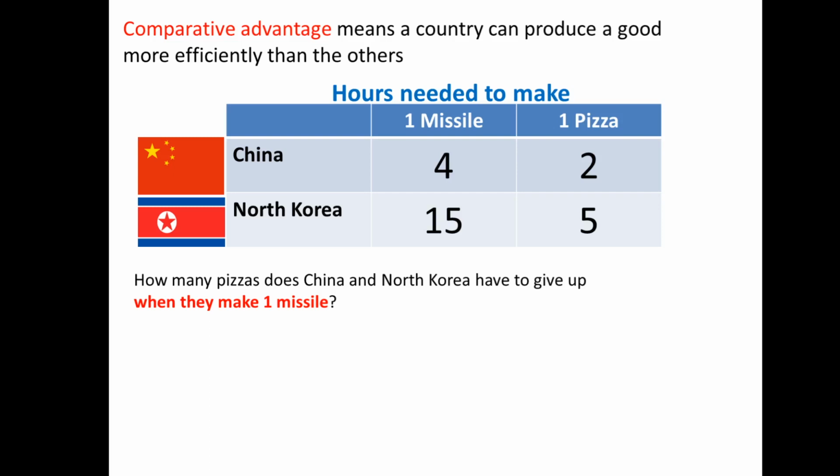Compared to North Korea, if you are North Korea, when you try to make one missile, it would cost you 3 pizzas. So I would rather buy missiles from China, because to China the cost is lower. As long as it's cheaper than giving up 3 pizzas, I'm going to buy it, because it's still cheaper to me. Does that make any sense? Cool.